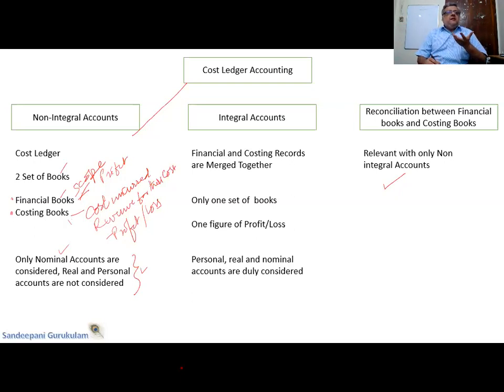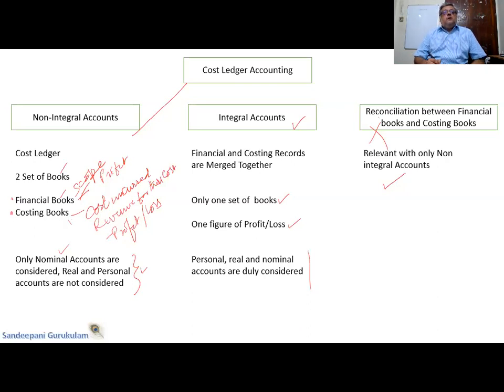Now somebody thought, why have two sets of books? Let's merge them together to have a comprehensive view and eliminate this difference. So there arise the integral accounts, where the costing books and the financial books are merged together. There will be only one set of books and only one set of profit. So here, the real, nominal, and personal accounts are considered.